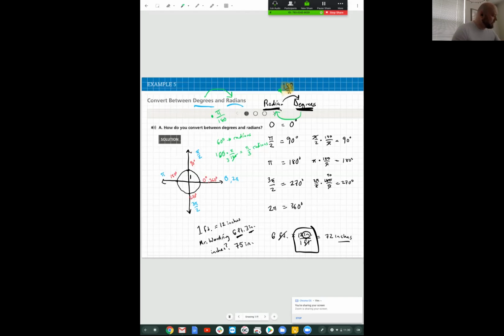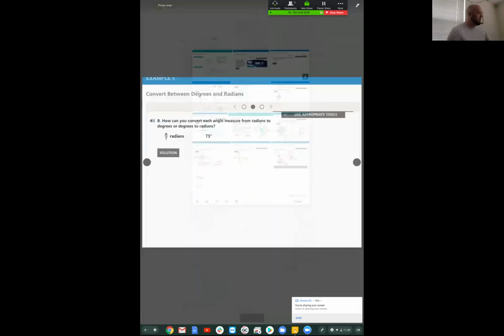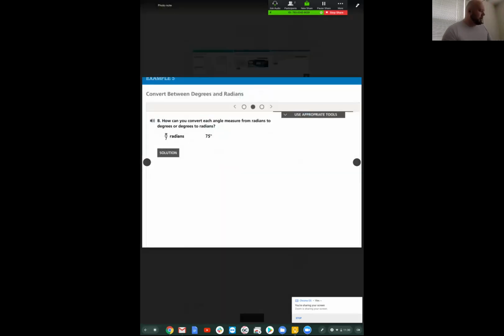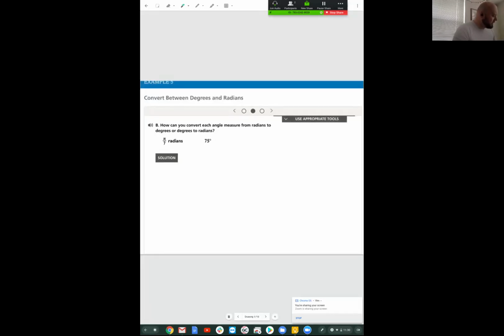Okay, let's check out part B of example 5. We're going to do a couple conversions in this one. The first conversion that we're going to do is pi over 7. So we have pi over 7, and this one we need to multiply by 180 over pi. We have 75 degrees, and this one we're going to multiply by pi over 180.